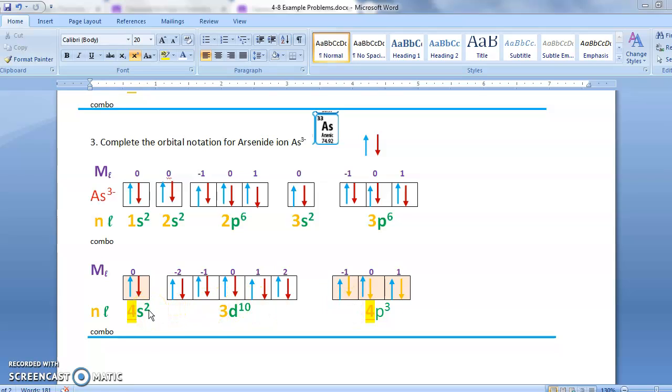The octet rule, 2 in the S, and it now has 6 in the P. So we want our new number 6 put there. It has 6 in the P, 2 in the S, 2 and 6 is 8. We now understand where the octet rule comes from. The octet rule comes from having the outermost, that's the biggest number, in this case, it's 4, the first number. It's 4. We satisfied the octet rule.